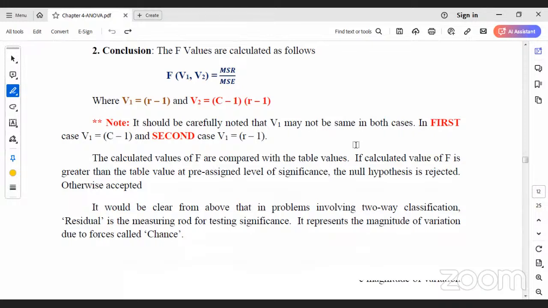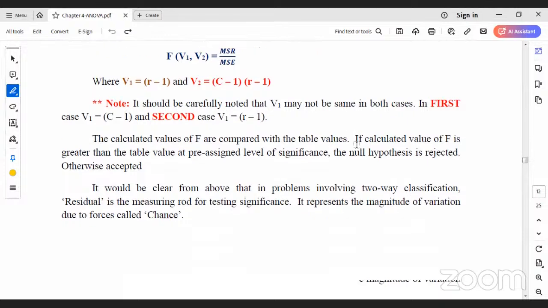It would be clear from the above that in problems involving two-way classification, a residual is the measuring rod for testing significance. It represents the magnitude of variation due to forces called chance. In this way, we have to calculate.